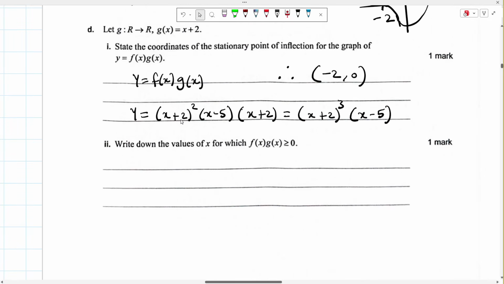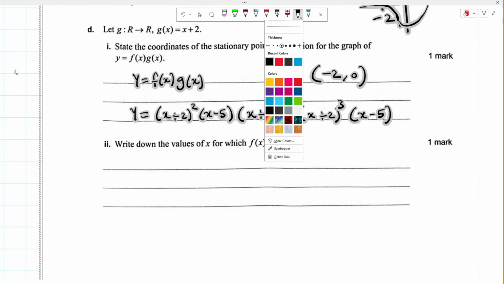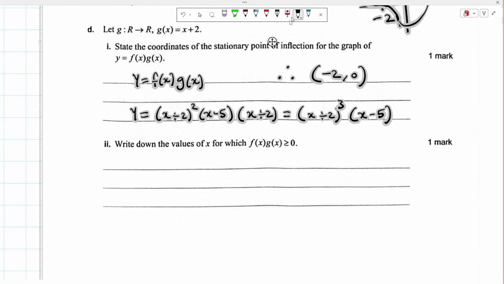Write down the values of x for which f of x times g of x is greater than or equal to 0. Okay, if we want f of x times g of x to be greater than or equal to 0, we can have one of two important cases.